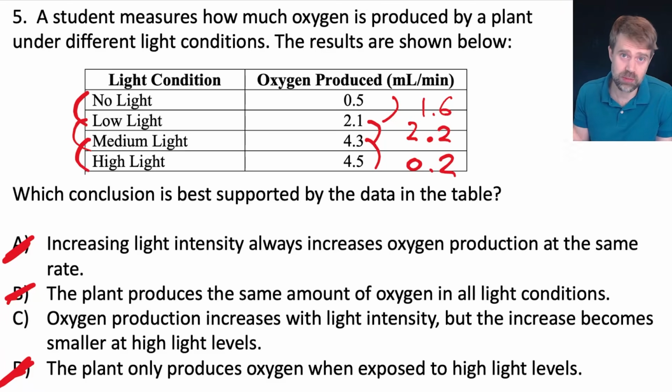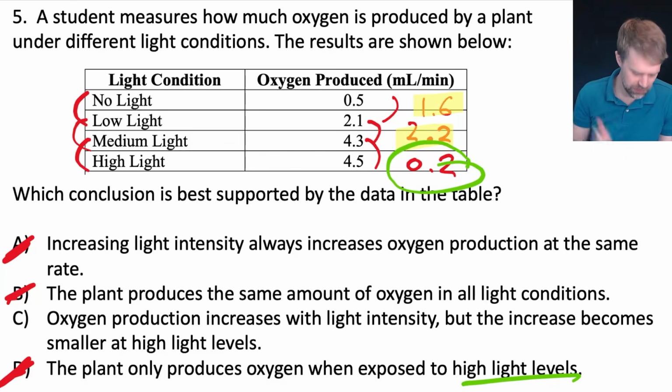So C is probably going to be right, but let's go through it. Oxygen production increases with light intensity, but the increase becomes smaller at high light levels. Well, look down here, lower light levels, 1.6, 2.2. But then check this out. Yes, at the high light levels, 0.2. We get this tiny little increase. Tiny little increase, so C is correct.